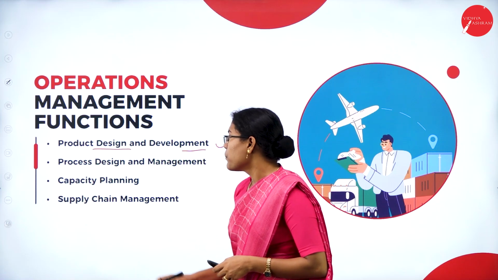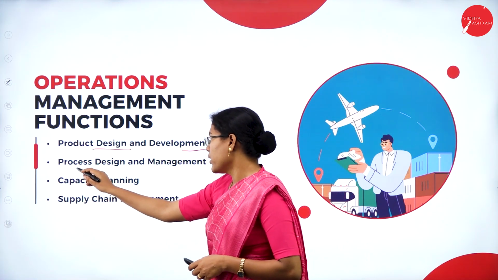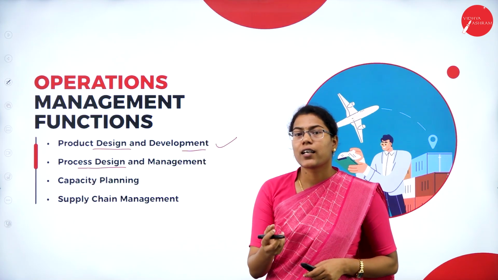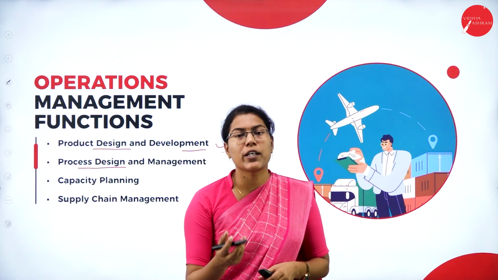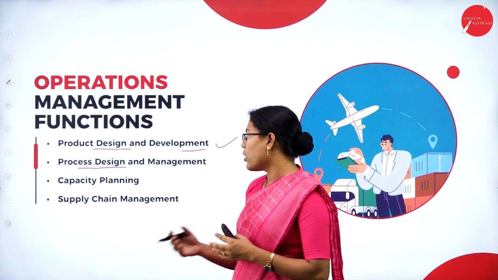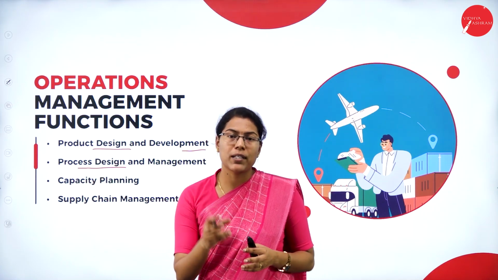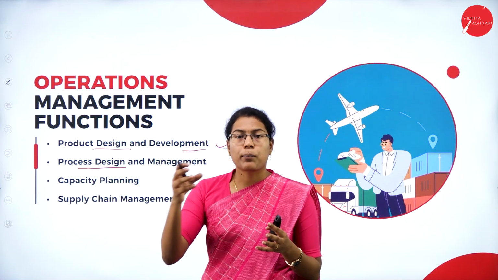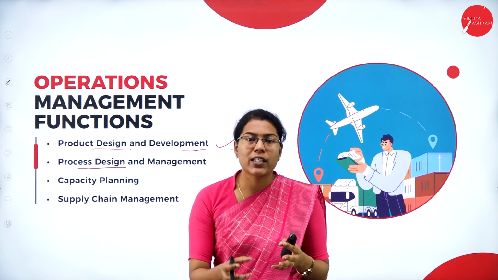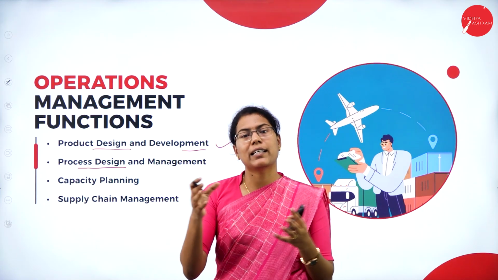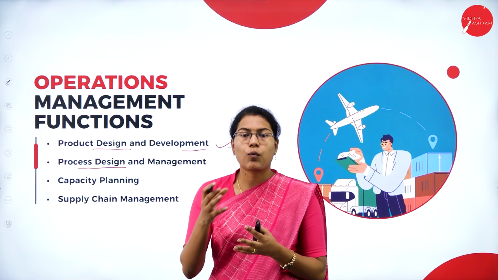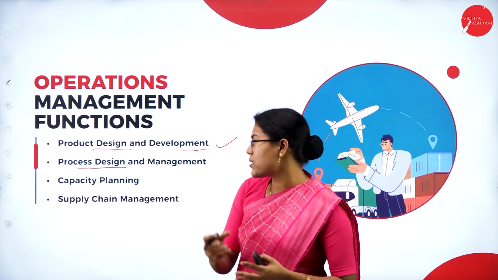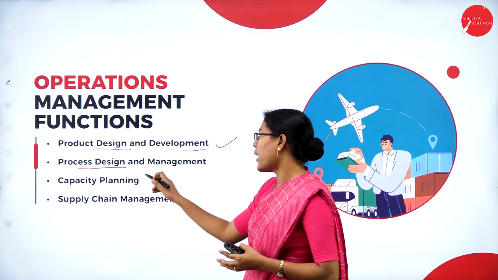Next we have process design and management. So as the name itself indicates, process design. Once you have decided what kind of product you need to produce, next is the work of designing its process. That means how many steps a product should move through, or how the production of the particular finished goods goes, right from the raw material till it becomes a finished good. So what are the steps involved? Deciding that steps or the process involved is process design and management.